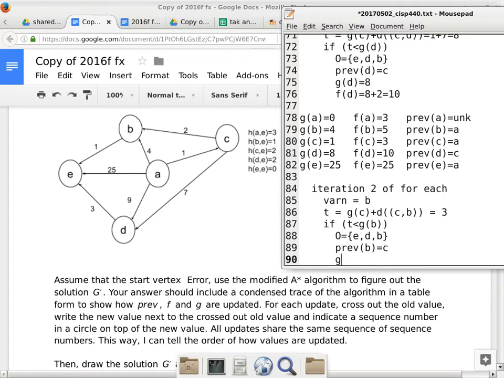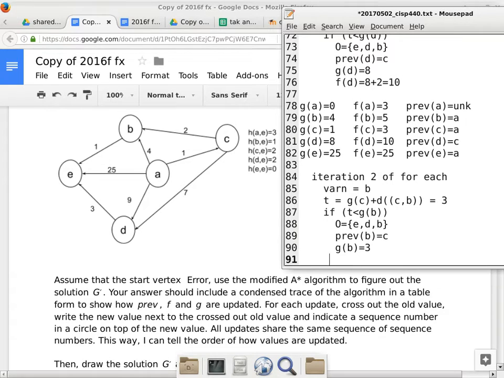Now we just have to update g of b to be the new number, which is 3. And we also have to update f of b. But what is f of b? What does it do? What is the purpose of the function f?